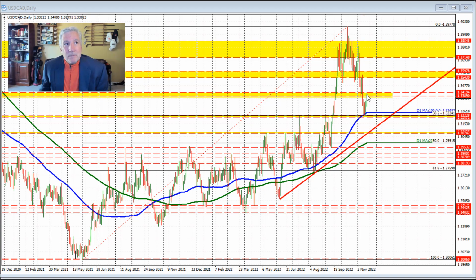Now, when the dollar versus Canada goes higher, the Canadian dollar goes lower, and we saw oil prices this week move down like 10%.